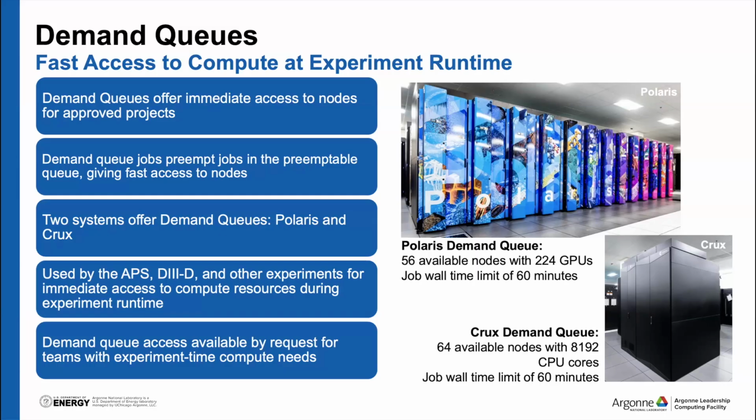How do you get access to the demand queue? We are very selective. We only allow access for teams that have true experiment time compute needs. And so you can email our support if, after this talk, you think this is something that might be of use to your facility. And I will just say, for some specifics, Polaris has a total of 56 nodes available with an aggregate number of GPUs of 224 in the demand queue. And Crux has 64 available nodes with a total number of 8192 CPU cores in that queue.